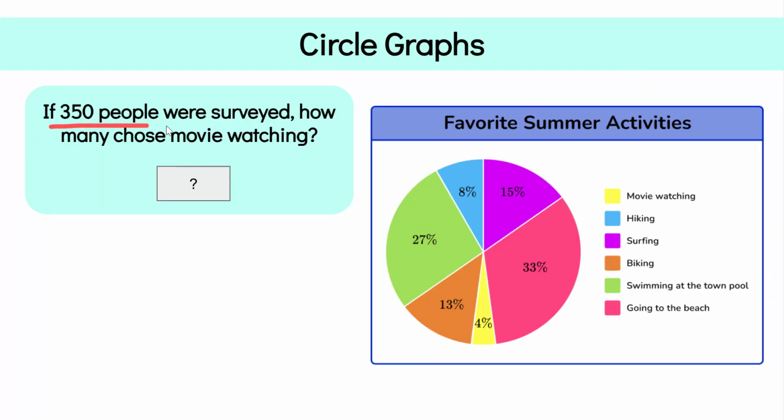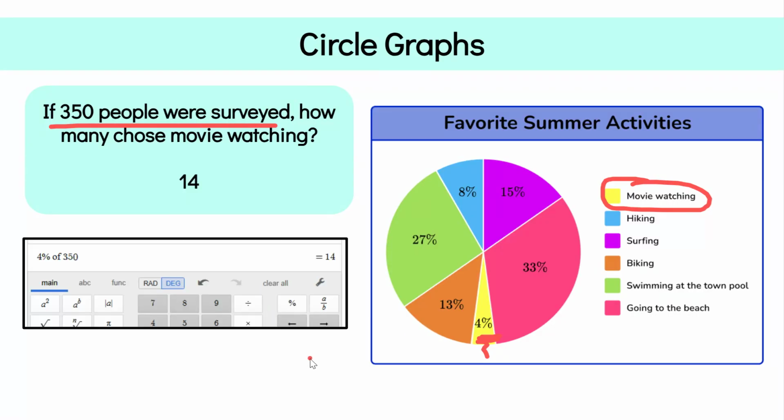If 350 people were surveyed, how many chose movie watching? Okay, this one's a different question. This is movie watching right here in yellow. 4% chose movie watching. We need to figure out what is 4% of 350. It's not 4 people, okay? This percentage doesn't tell us how many people. It's 4% of our total. We asked 350. That's going to be 14.